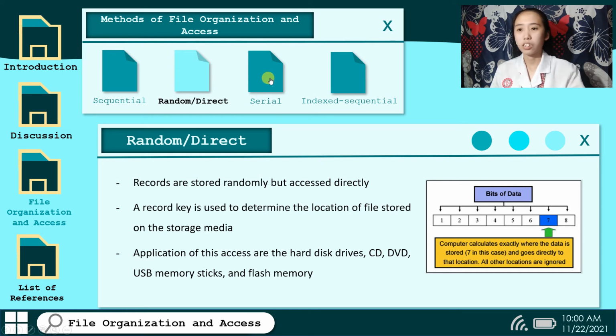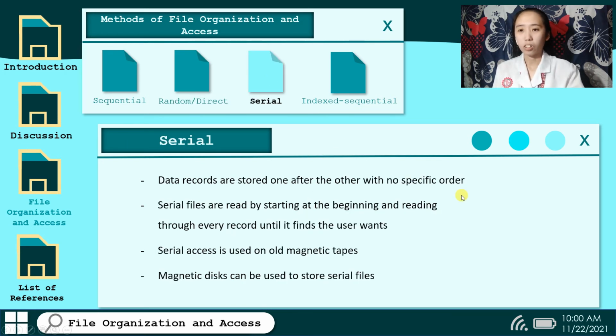The third is serial. Data records are stored one after the other with no specific order. Serial files are read by starting at the beginning and reading through every record until it finds what the user wants. In analogy, a shopping list or grocery list is an example of a non-computerized serial file. There is no particular order or sequence in the selection of the items on the list. So magnetic disks can be used to store serial files, but originally it was first used on old magnetic tapes, like music cassettes.